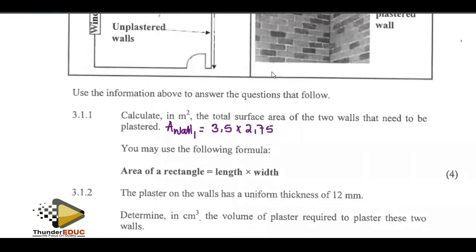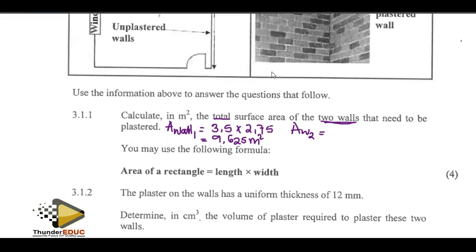So this is wall one, which will be 3.5 times 2.75. You get the answer as 9.62. Don't forget, these are meters squared, but this is not the end. We are looking for the total surface area of the two walls. So far I've got the area of wall one. Let me do wall two.